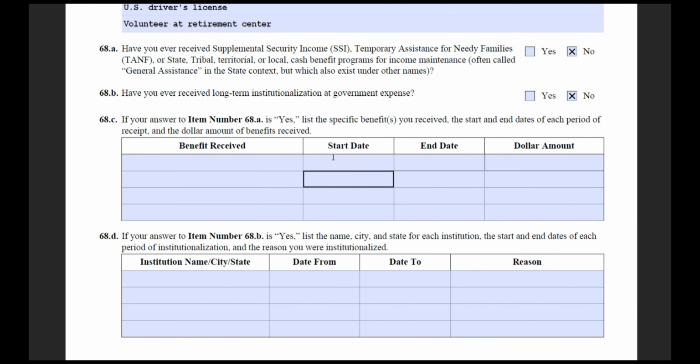And finally, if you have received these types of benefits, then you will have to list what kind of benefit you have received, when it started and ended, and what was the dollar amount that you got. And also, if you have been institutionalized, similarly in question 68D, you will have to write the name of the institution, when you stayed there, and for what reason.